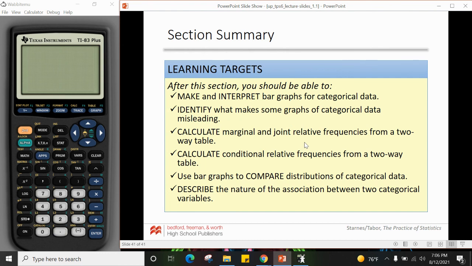And those are our learning targets for today. We can make and interpret bar graphs for categorical data, and identify what makes some graphs of categorical data misleading. That's the sizing of things, or using pictures or bad scales. We will calculate marginal and joint relative frequencies from a two-way table, and calculate conditional relative frequencies from a two-way table. We will use bar graphs to compare distributions of categorical data, and describe the nature of association between two categorical variables.